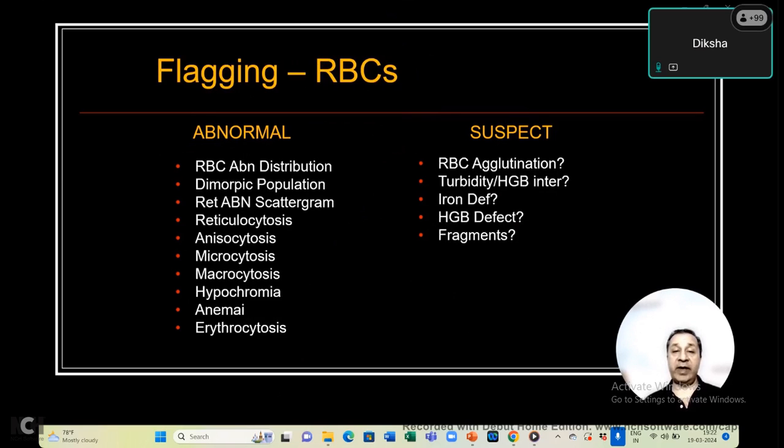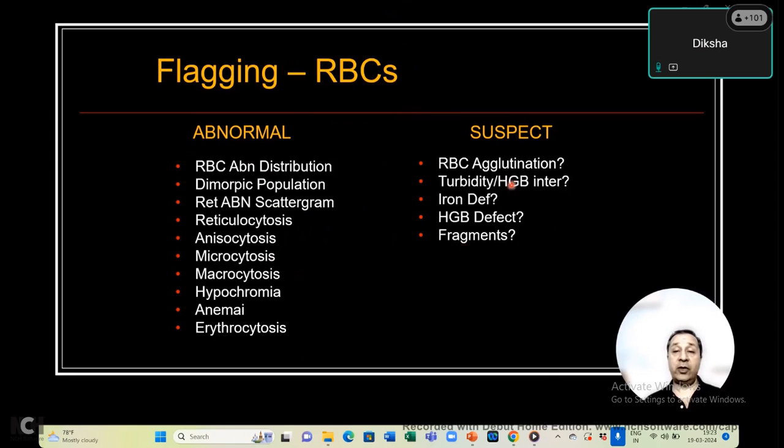Coming to RBC flagging, the classical abnormal RBC flags, which are seen in the majority of the instruments today, you might have an RBC abnormal distribution. For example, you can have this sometimes in conditions of cold agglutination. You can have abnormality in the reticulocyte scattergram, which can give you a possibility of picking out the fragmented red cells. You can also have what is called reticulocytosis, macrocytosis, microcytosis, etc. And all of these are definitive flags because they've been picked up very clearly and distinctly, and they've been identified by the analyzer with almost near 100% authenticity.